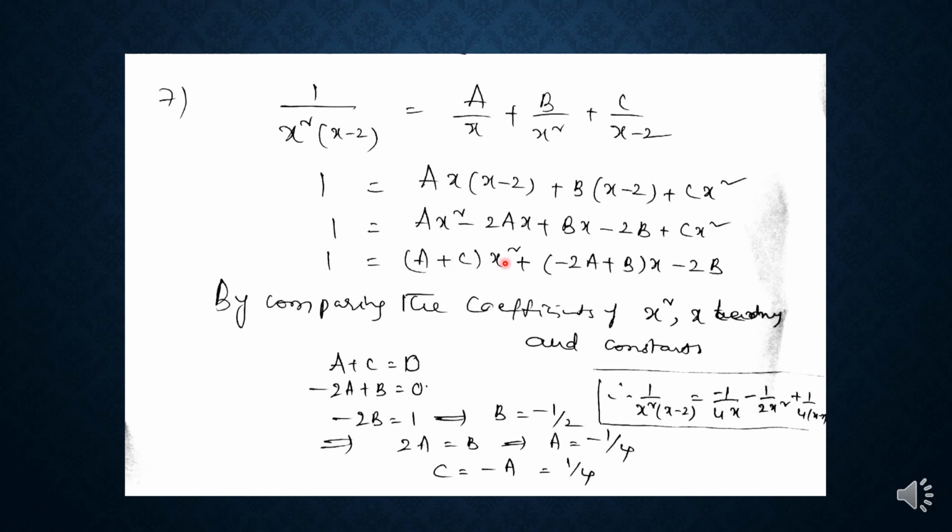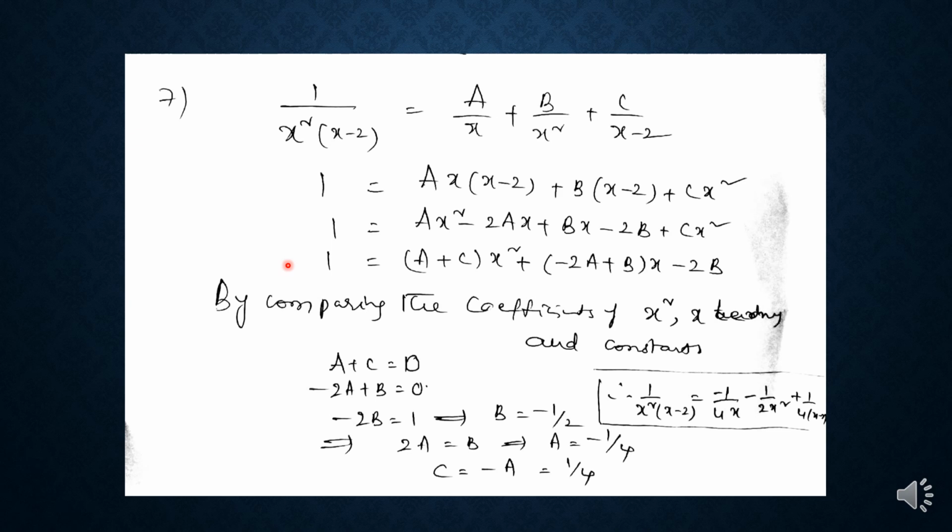So on the right hand side we have x square term, x term and the constant. On the left hand side only the constant. By comparing the coefficients of x square terms, x terms and constants, the coefficient of x square term is a plus c here. On the left hand side no x square term is there, so the coefficient of x square term should be taken as 0, that is a plus c is equal to 0. Similarly, the coefficient of x term is minus 2a plus b on the right hand side. On the left hand side, no x term is present.